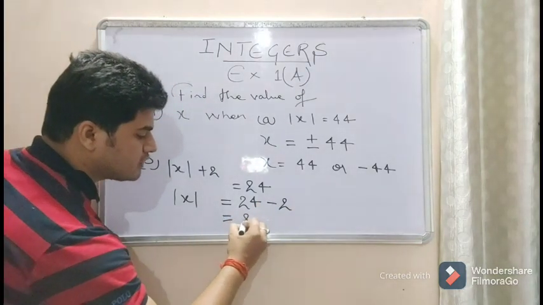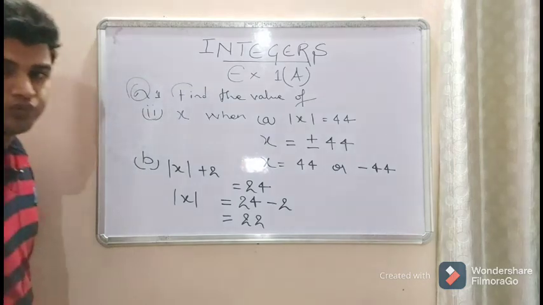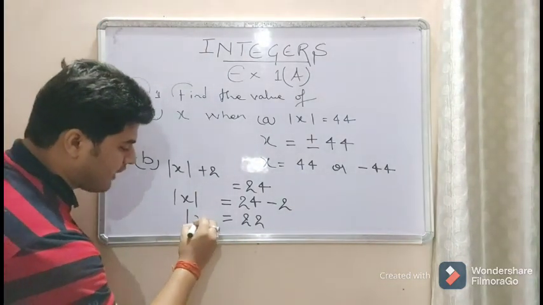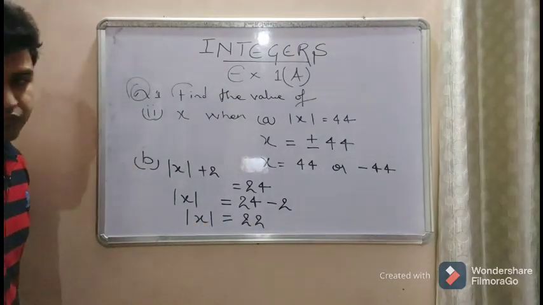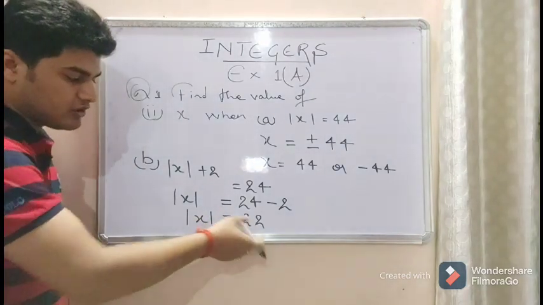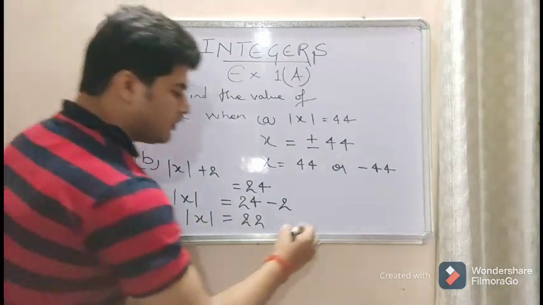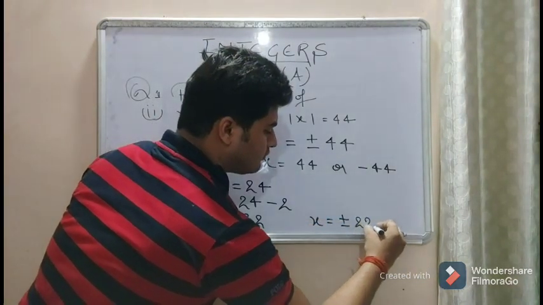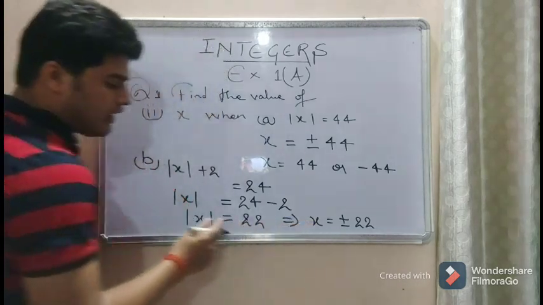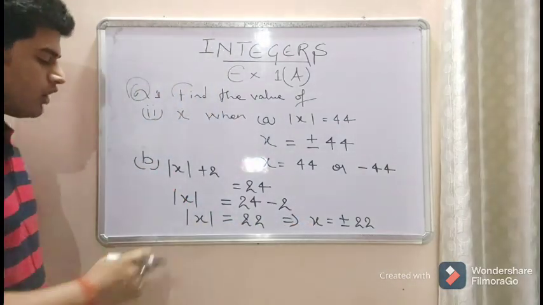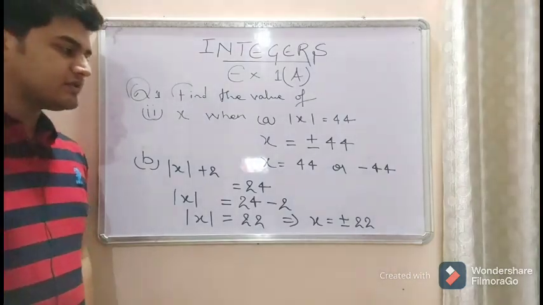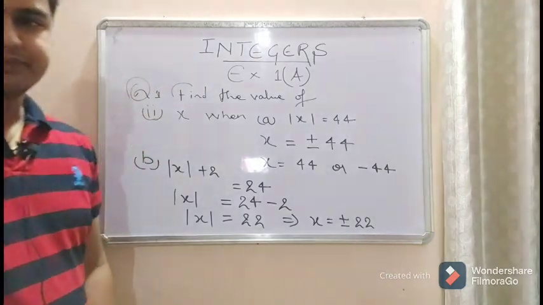तो 24 माइनस 2 आपका 22 देगा. यानी मॉड ऑफ एक्स इज इक्वल टू 22. तो यानी वो नंबर जिसका पॉजिटिव जो है वो 22 हो जाएगा. तो वो नंबर क्या हो सकता है? That number can be plus minus 22, क्योंकि प्लस 22 का भी मॉड फंक्शन 22 देगा और माइनस 22 का भी मॉड फंक्शन 22 देगा. तो प्लस माइनस 22 will be the answer.